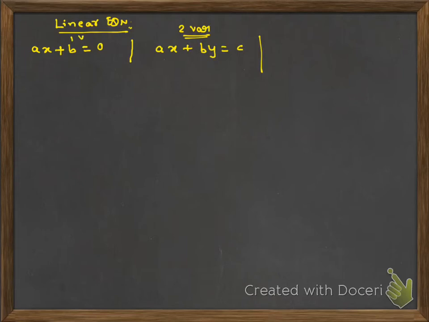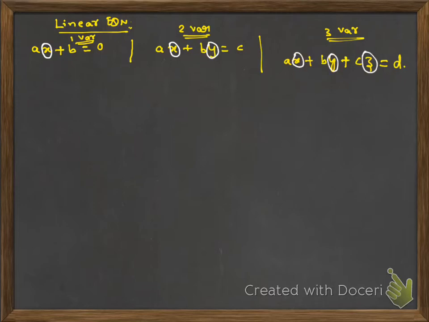This is one variable, this is two variables, and a three variable equation will be like this: ax plus by plus cz is equal to d. Now what do these variables mean? If I change the value of x, this expression will change. Here the two variables are x and y, here the variables are x, y and z. So here you have one variable, here two variables, and here three variables.